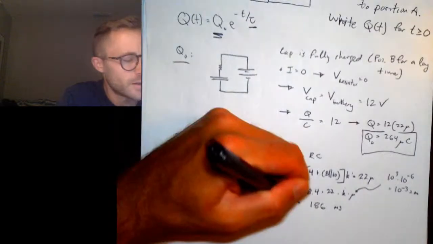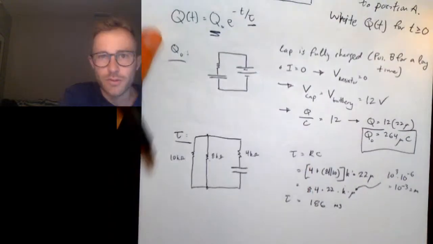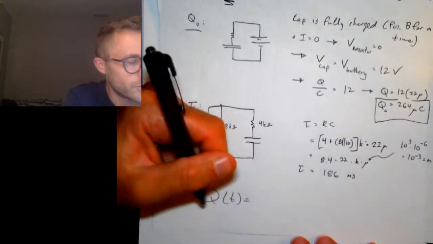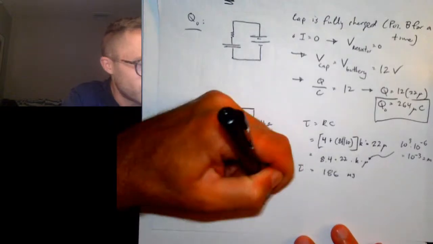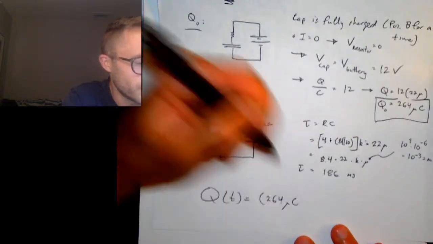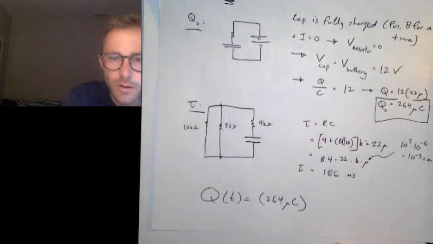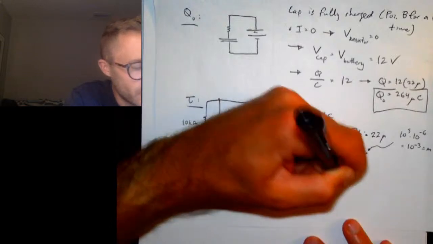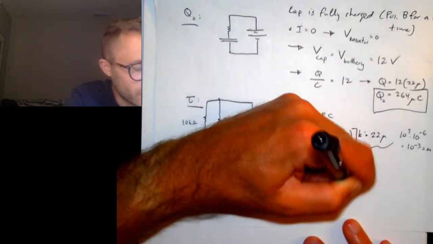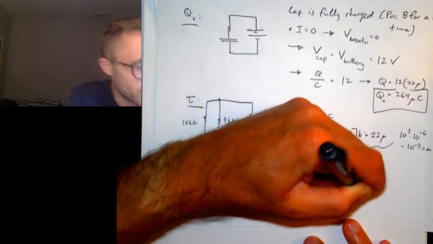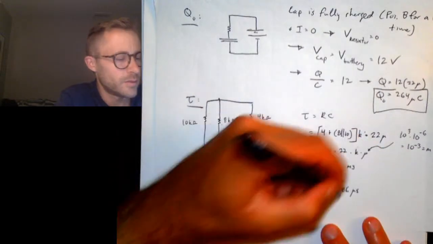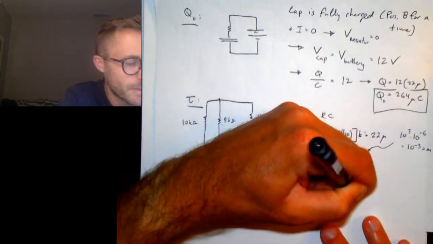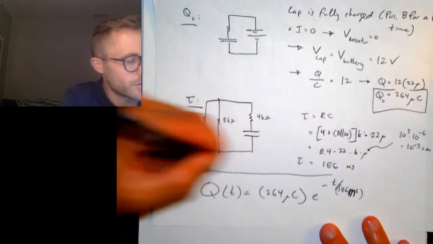All right, so now I know what tau is. So then it's super easy. I can write the charge as a function of time. It's just going to be 264 microcoulombs times e to the minus t over 186 milliseconds. My bad, I said it was milli. Okay, so that's my answer.